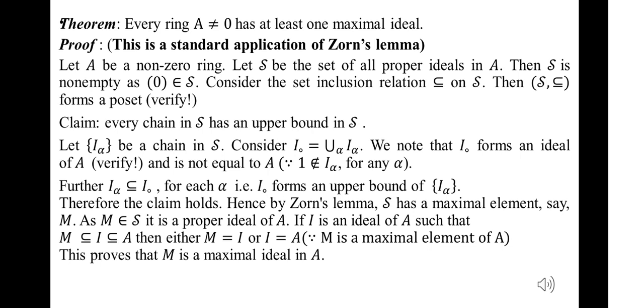That is, the fact that M is a maximal element will be affected if I is strictly lying between M and A. This says that we cannot find an ideal I which strictly lies between M and the ring A. And we also observed that M is not equal to A. So we can conclude that M forms a maximal ideal of A. Thus, we have concluded using Zorn's lemma that every non-zero ring A always has a maximal ideal.